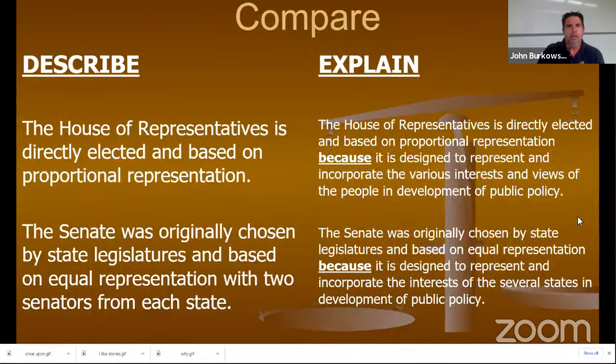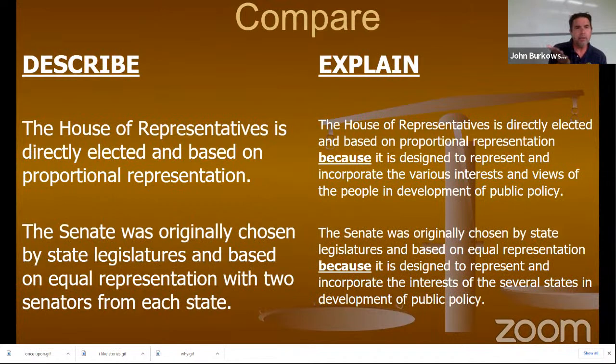When you compare, in the process of this, as I said, you may not be explicitly asked to compare, but I want to go over this with you just in case, in regards to developing the comparison skills. So let's use describe and explain, but in the sense of comparing. So we're comparing the House and the Senate.